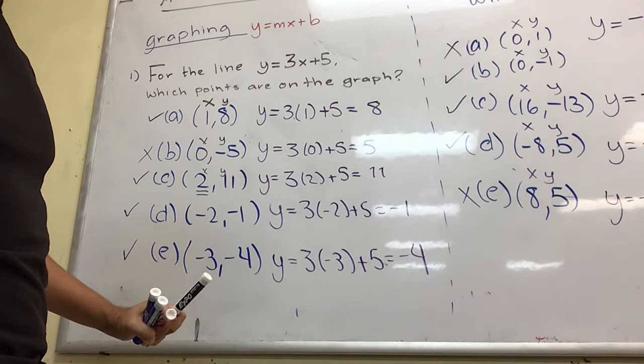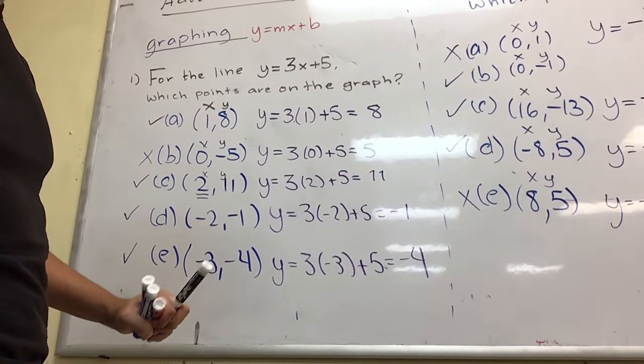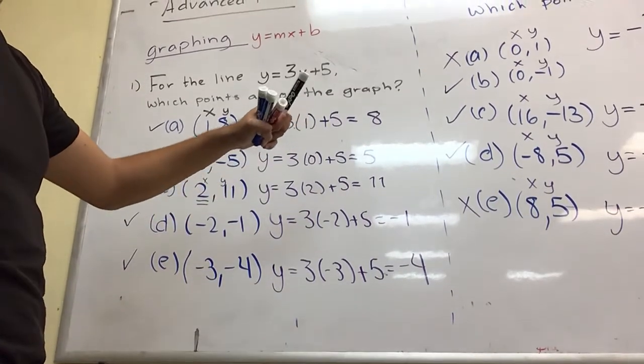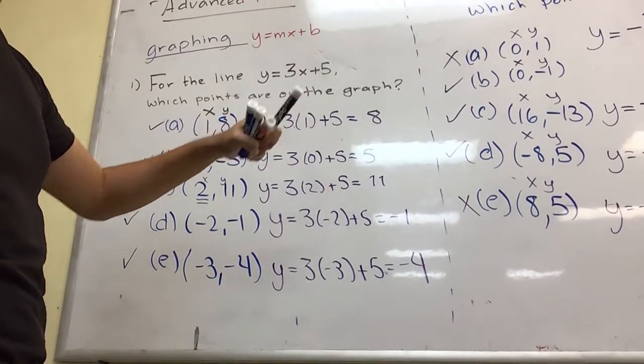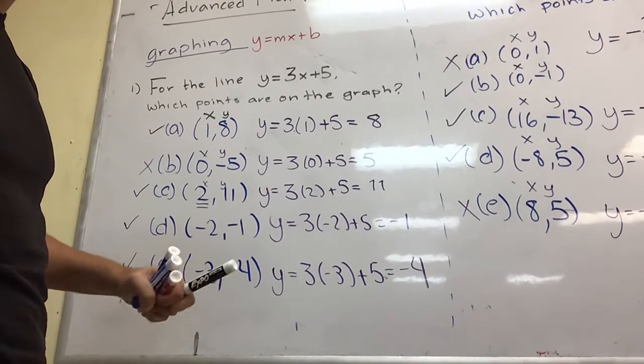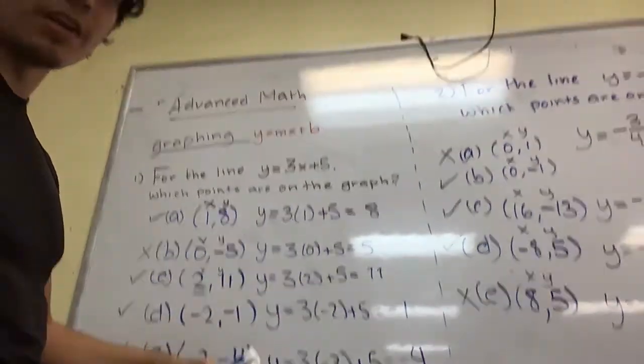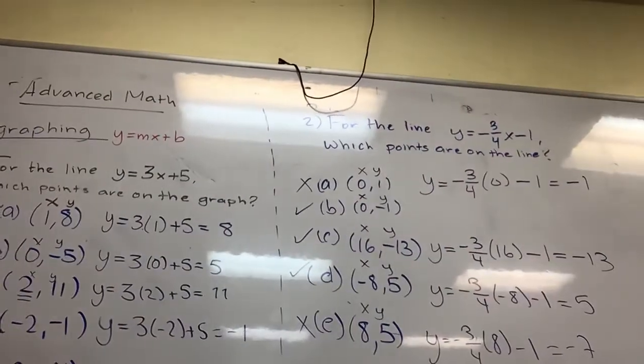How about this guy, -3? Let's go ahead and grab that guy and put it into this x. So let's see, 3 times -3, that's -9, plus 5 is -4. Is that the same thing we have here? Yes, it is. So then that is part of the graph. Okay, let's move on to the next one.